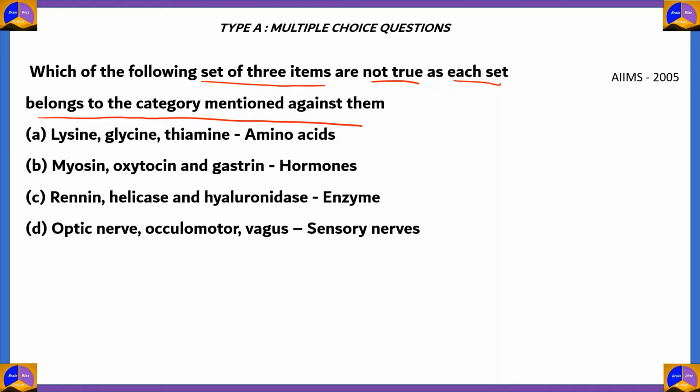So here, in option A, we have lysine, glycine, and thiamine. And it's given that all 3 of these are amino acids. However, thiamine is actually a nitrogenous base. So therefore, option A is incorrect. Here the question is asking us to find out which of these is true, because there are 3 of them incorrect and 1 is correct.